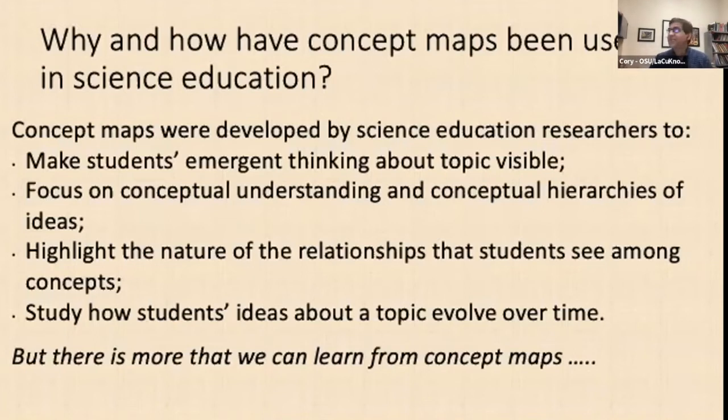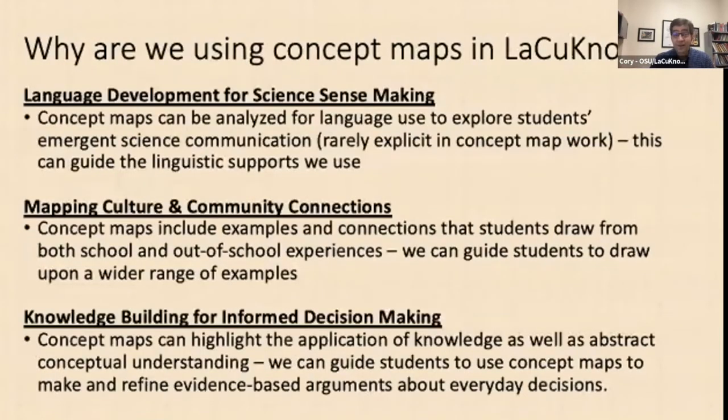So concept maps have been used in lots of really productive ways in science classrooms, both in research and in practice. But I've always felt there's a lot more we can learn from concept maps than what people have intended to use concept maps for. So I'm interested in exploring some of those things. So why are we using concept maps in Lacunos? We've got these three strands: language, cultural connections, and knowledge building. And I think concept maps can help us understand each of these things in new ways.